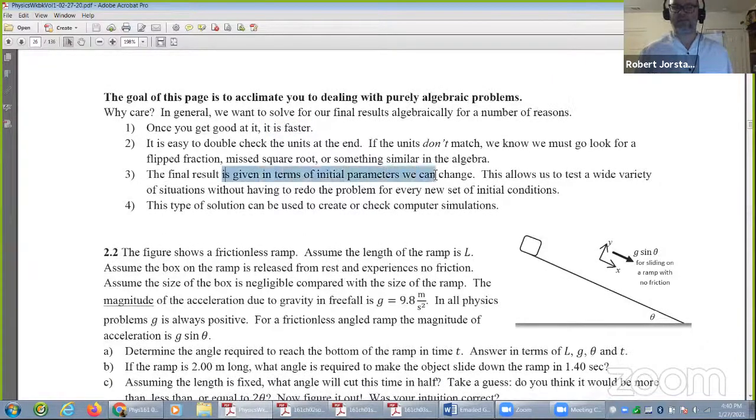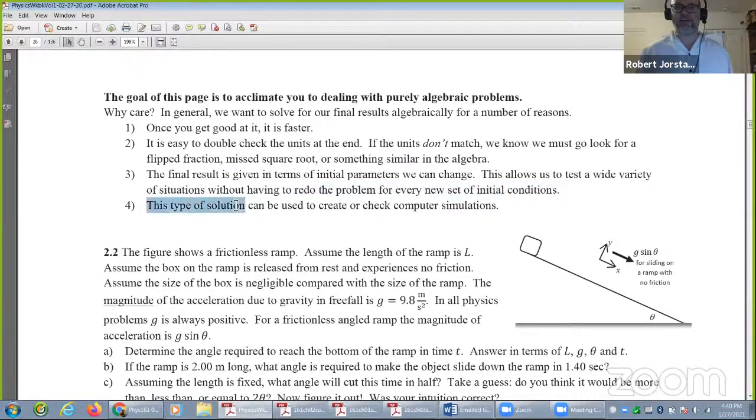The third point is, if you give this result in terms of algebra, you could plug in different numbers and see how things change without having to start the problem from scratch every time for each new set of initial speed or acceleration values.